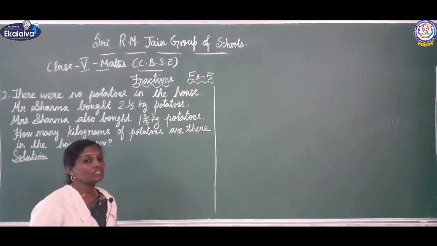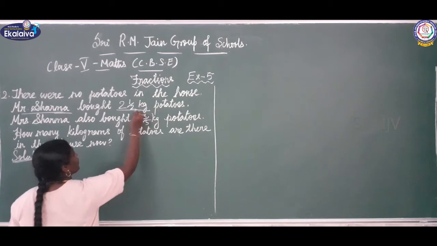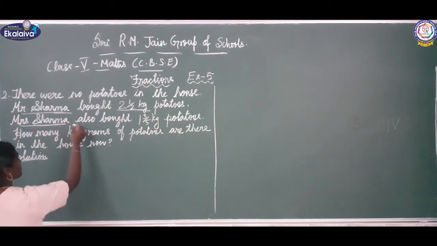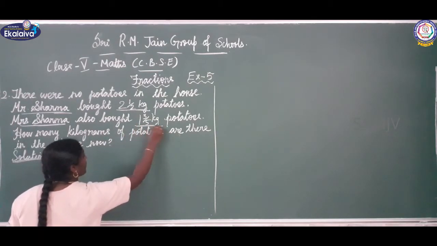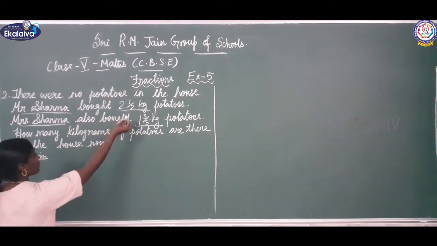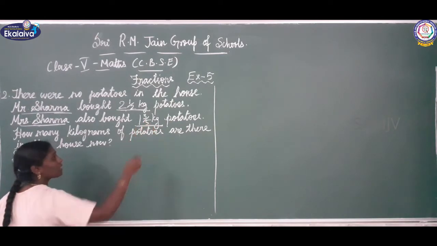The next question is a word problem. See the question. There were no potatoes in the house. Mr. Sharma bought 2 1 by 2 kg potatoes. Mrs. Sharma bought 1 3 by 5 kg potatoes. How many kilograms of potatoes are there in the house now? Okay, here Mr. Sharma bought 2 1 by 2 kg and Mrs. Sharma also bought 1 3 by 5 kg.